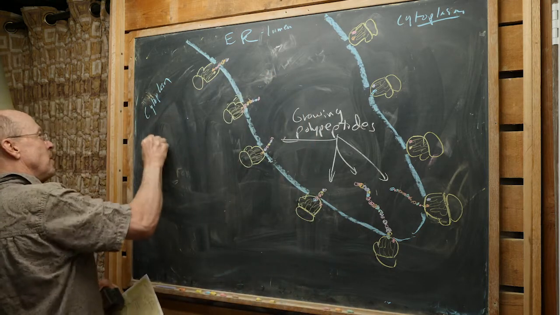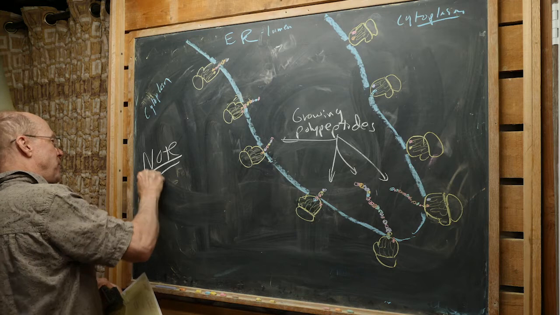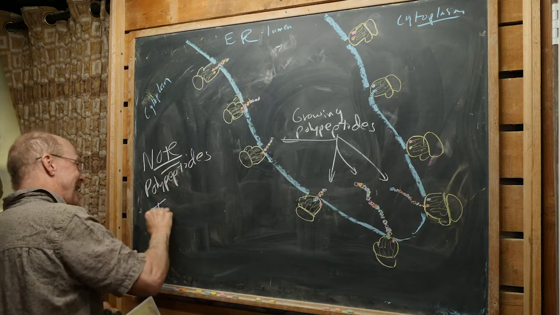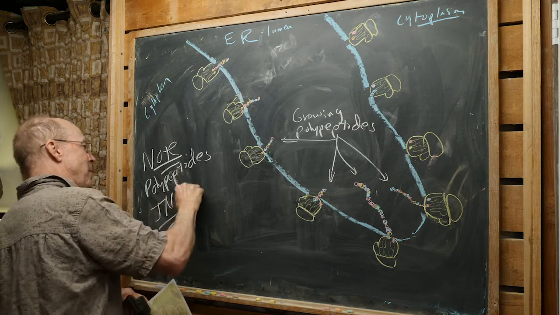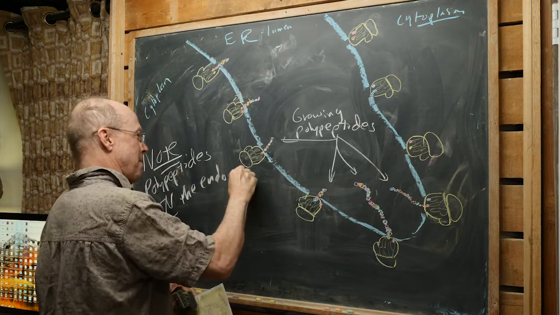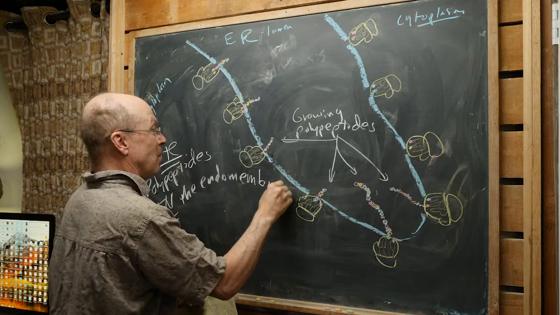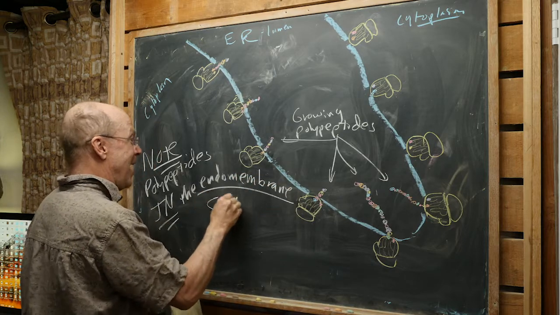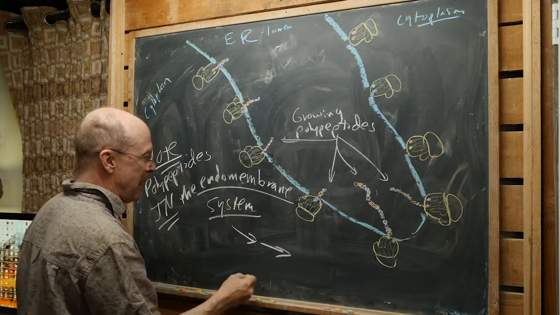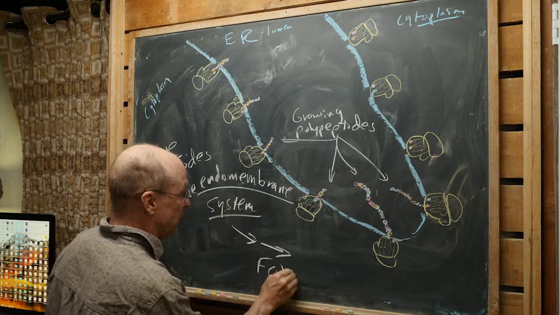Note, polypeptides are in the endomembrane system. They're in the system. And because of that, what happens? Next stop, next stop, next stop. How about some folding?